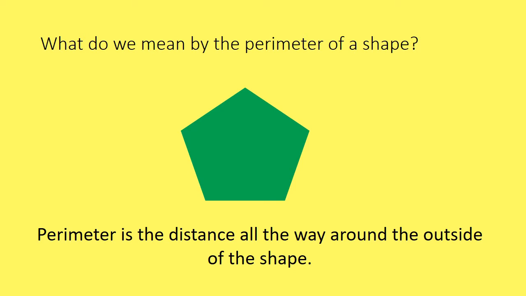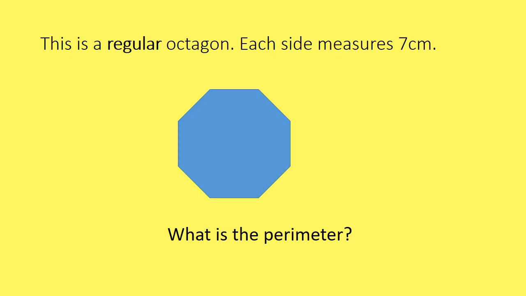The perimeter of a shape is the distance all the way around the outside. For example, this is a regular octagon and each side measures 7 centimetres. If it's a regular shape, I know that each side measures the same length. So it's an octagon, there are 8 sides and each of those 8 sides measures 7 centimetres. Pause the video while you work out what the perimeter of this shape must be. The perimeter of the shape is 8 times 7 centimetres, which is 56 centimetres.